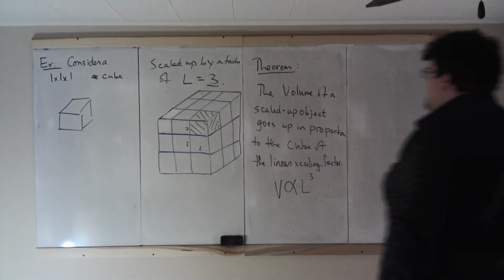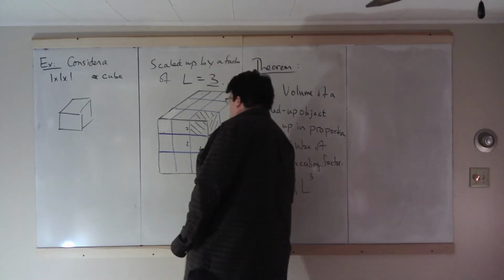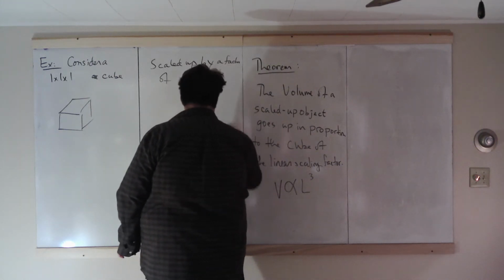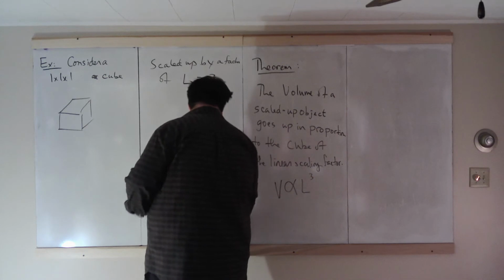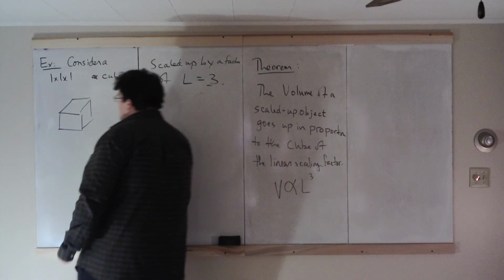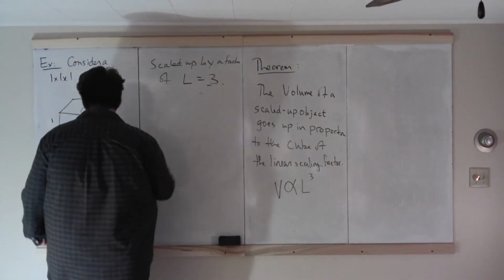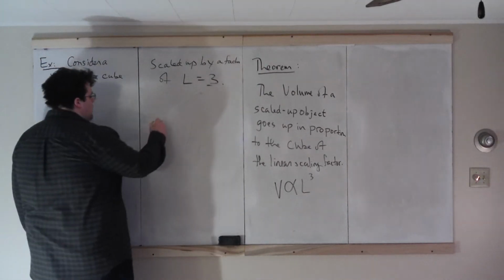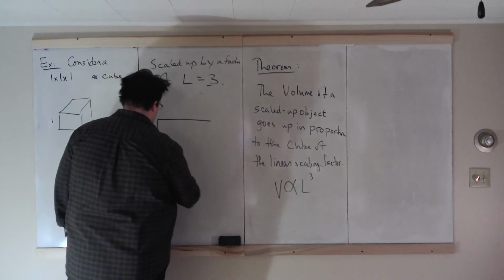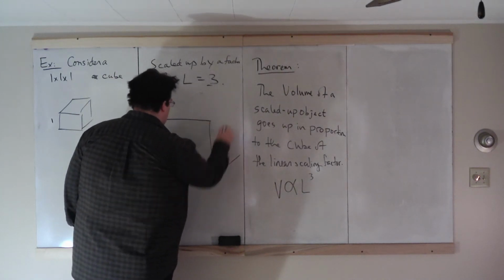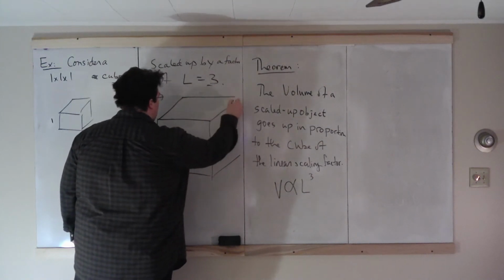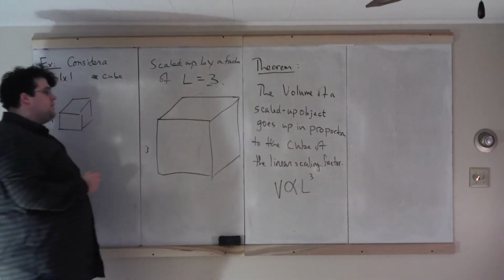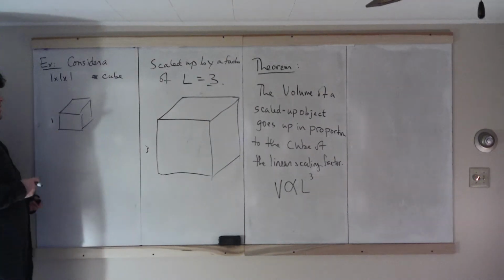Well, you scale it up by a factor of 3. I'm just going to redraw this. That's a nice drawing, but I don't really need to divide up the sides to consider surface area. Scale this 1 by 1 by 1 by a factor of 3, and we get a 3 by 3 by 3 cube. And we're going to compare the surface area.